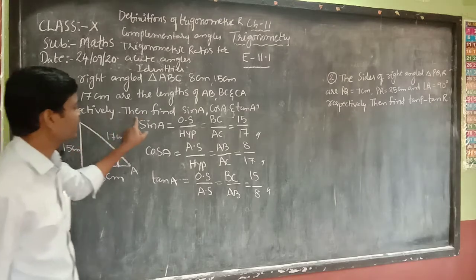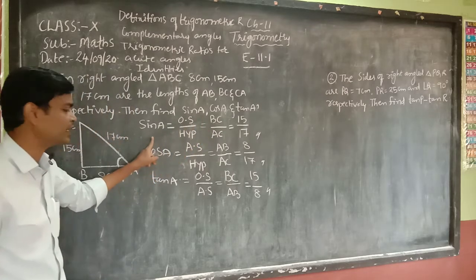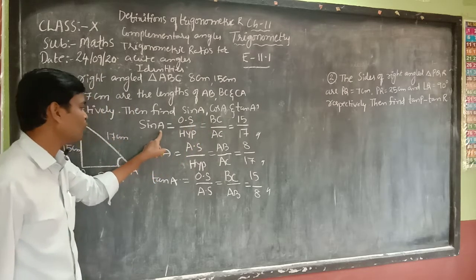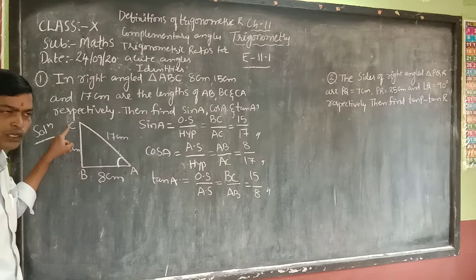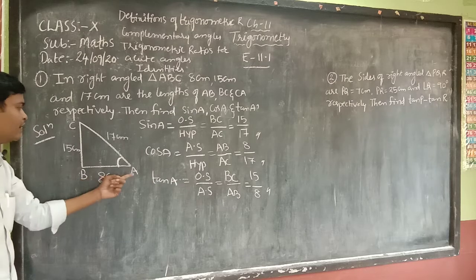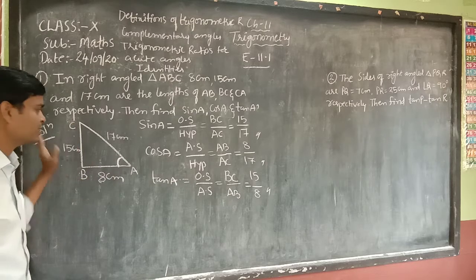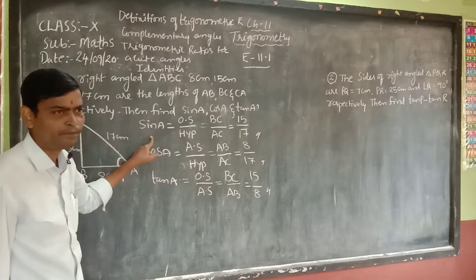So in the given question he has mentioned the angle at A. That's sin A. For angle A, what is the opposite side? BC is the opposite side. What is the adjacent side? AB is the adjacent side. And the hypotenuse is AC. So sin A, what is the definition of sin A?